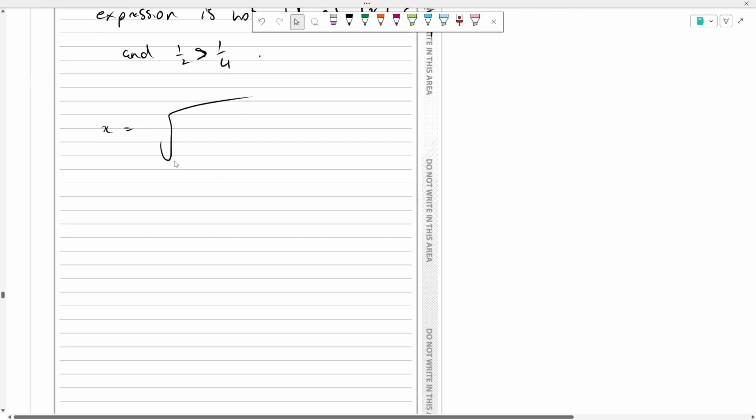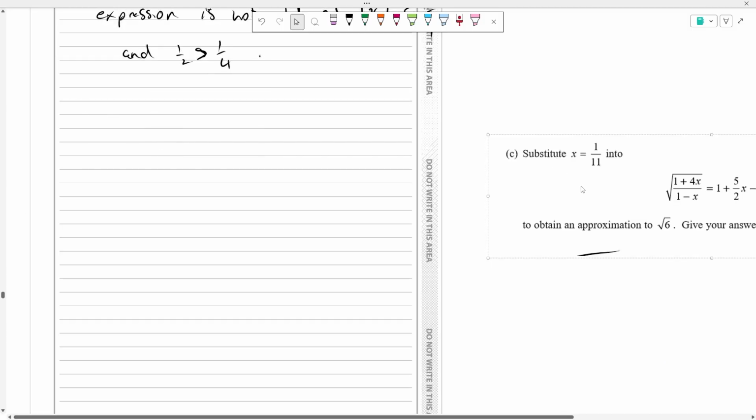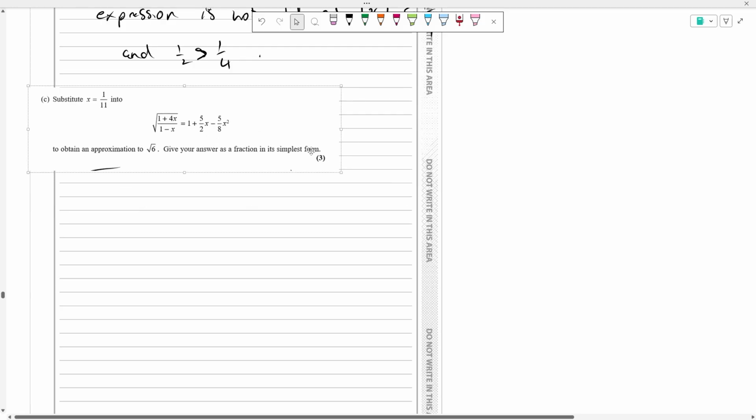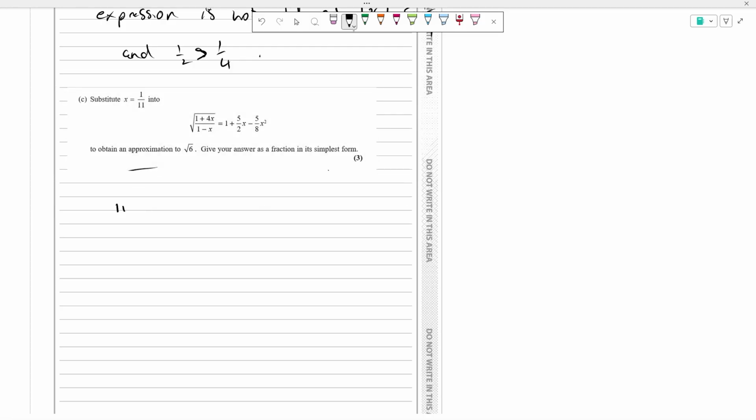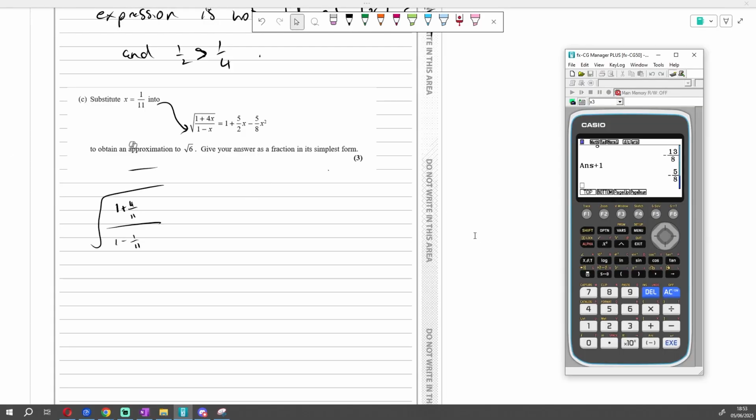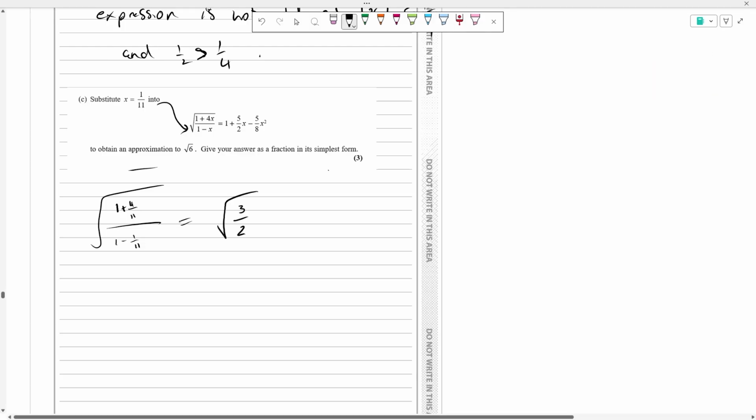Let's see. Okay. So we have the square root of 1 plus 4 over 11, divided by 1 minus 1 over 11. I've just put this in here. What does that give us? I'm going to avoid the square root just so we end up with a nicer fraction. So 1 plus 4 over 11, and then 1 minus 1 over 11. That gives me 3 over 2. So essentially what we're working out here is the square root of 3 over 2, and we'll worry about how to convert that to root 6 in a second.